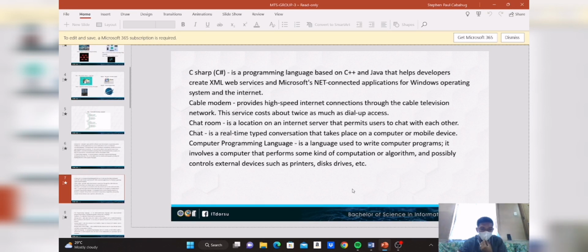So the next is chat, a real-time conversation that takes place on a computer or mobile device. Like when you text, you communicate through Messenger chat. And chat is not only typing. It can also be a voice message on Messenger, or a call. If you are too lazy to type, you can just send a voice message.